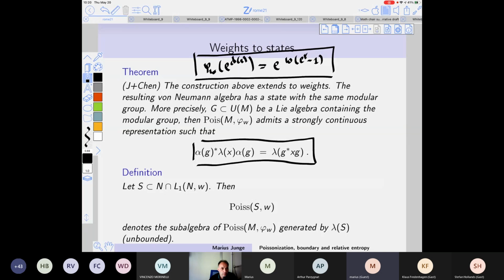So we have this extension to weights, and this extension to weights preserves certain group actions. Universally, we don't know whether this always leads to a strongly continuous map from the unitary group of the original von Neumann algebra. We don't know whether we always will get a map from there to the automorphism group of the Poisson algebra. But for Lie algebras, this actually works, right? For nice subspaces, not subalgebras, it works. So now we have this Poisson algebra for weights, which will allow us to do something very fancy.